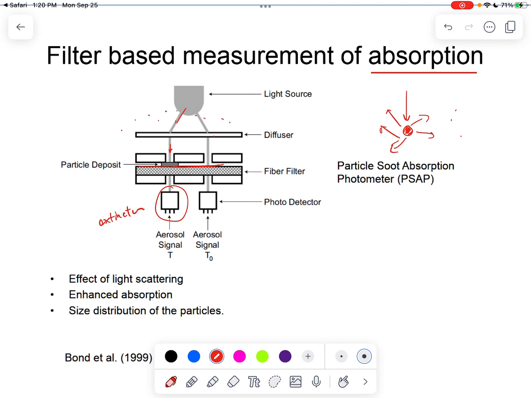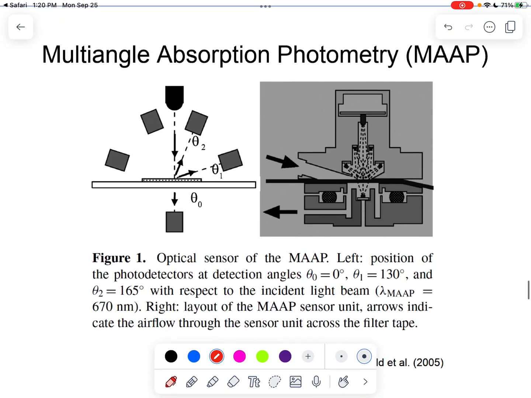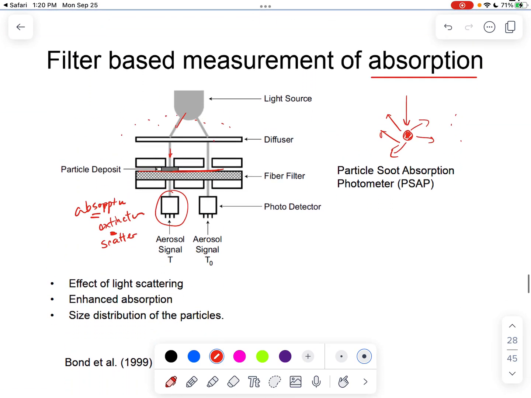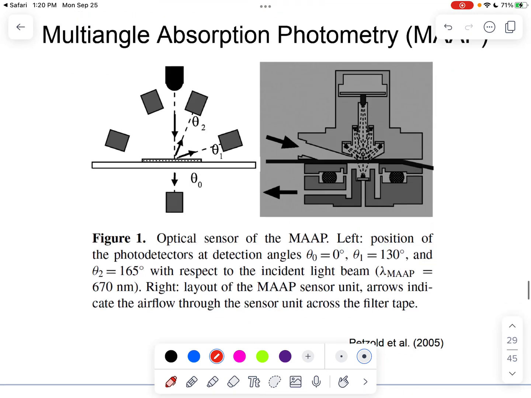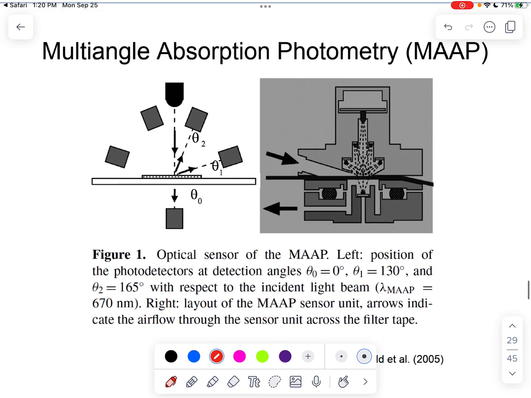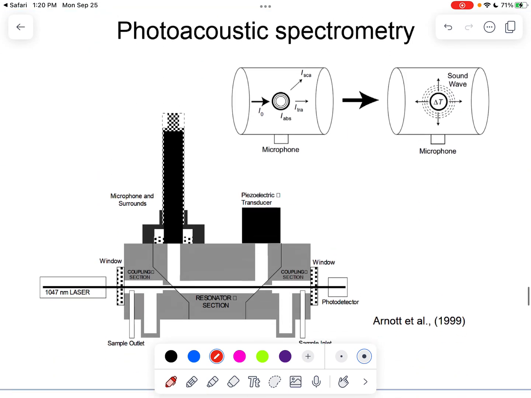And then also monitor the scattered light intensity surrounding the sample to characterize the scattered light intensity, and then the absorption is just the extinction minus the scattering. Okay, so based on this mechanism, there are different instruments being made, right? So one instrument is called the particle soot absorption photometer, or the PSAP. And then the other one is called the multi-angle absorption photometry, or the MAP. So you can see the MAP is actually monitoring the scattered light intensity, and then subtracting it from the total extincted light signal.